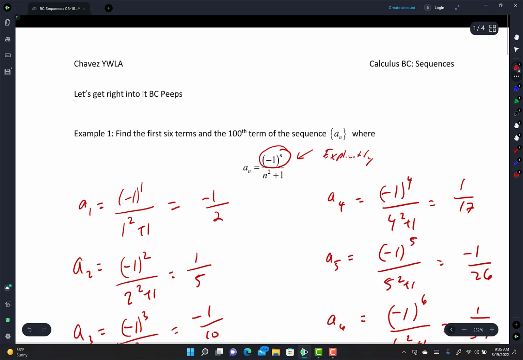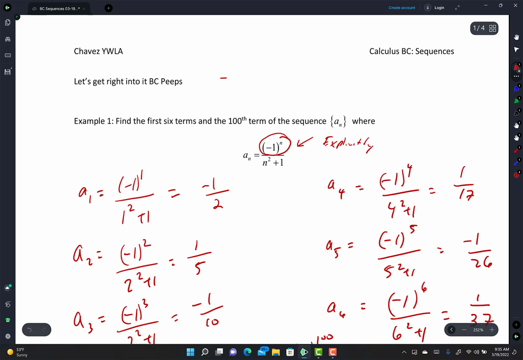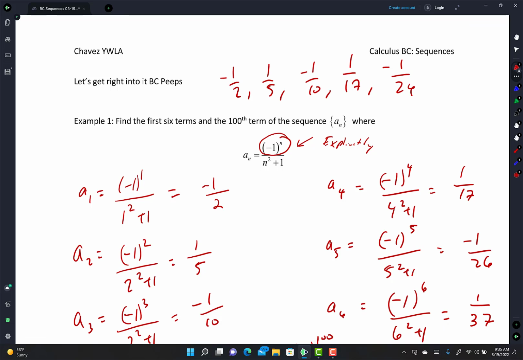Okay, so right now we're just learning about what it means. By the way, you can list the terms if you wanted to. Negative half, comma 1/5, comma negative 1/10, comma 1/17, comma negative 1/26. Those are the first 6 terms of the sequence.